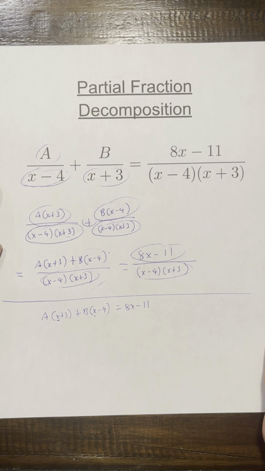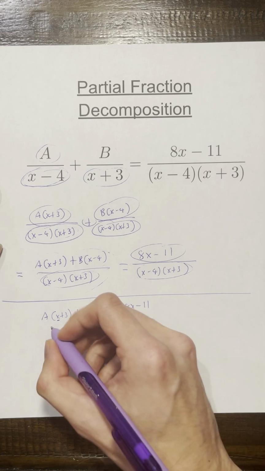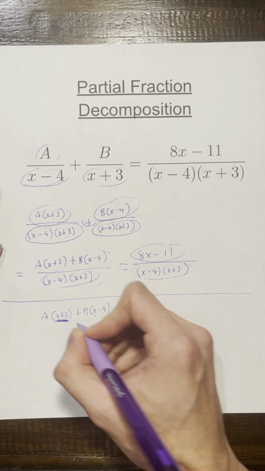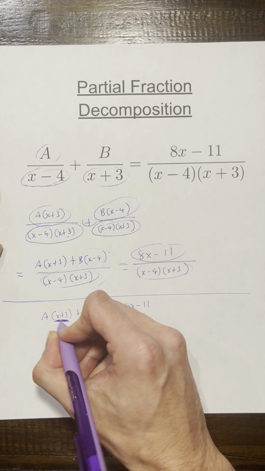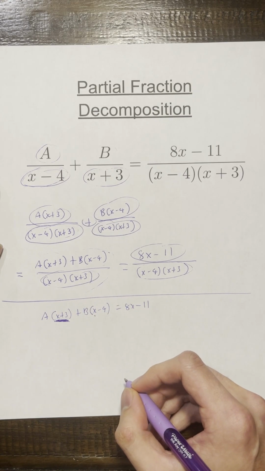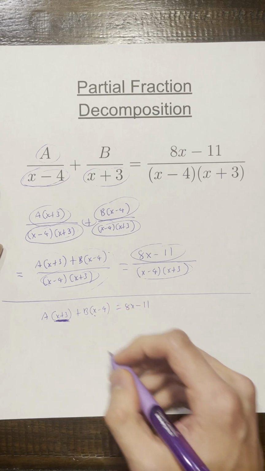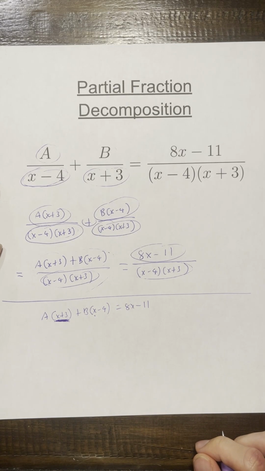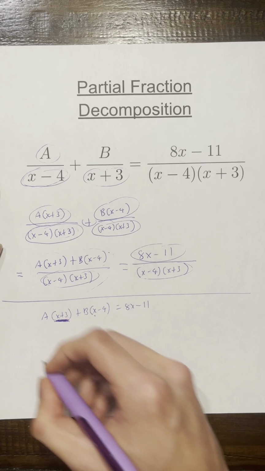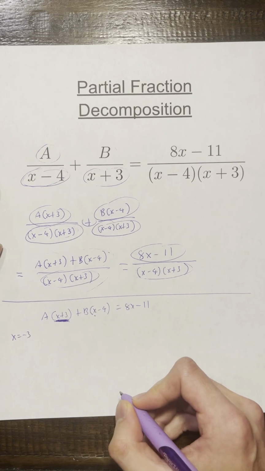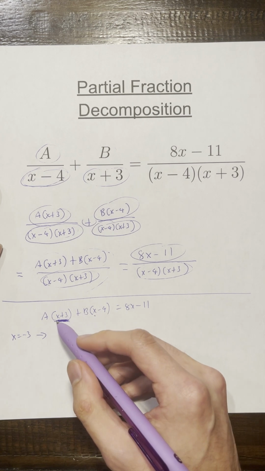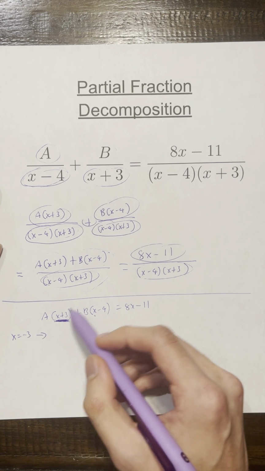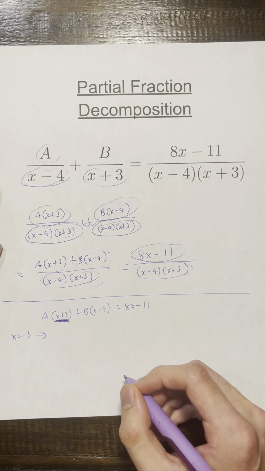So how do we figure out A and B? Well, one strategy would be to turn this into 0. Why? Okay, so first, how do we turn this into 0? If this is equal to 0, what does x have to be? Okay. So I'm going to plug in -3 into this equation.